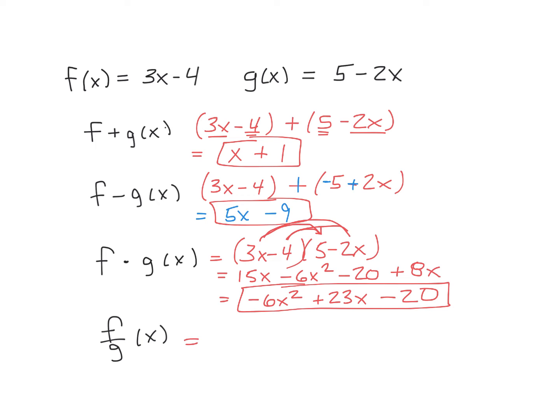For division, we're going to take 3x minus 4 divided by 5 minus 2x. And as you notice, there's nothing you can do. If you can't factor the top or the bottom, nothing cancels here. And then the only thing you have to show is that x cannot be, because the denominator cannot be 0, the 0 of that would be a positive 5 halves.